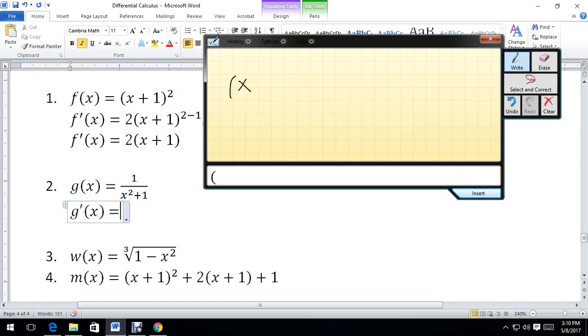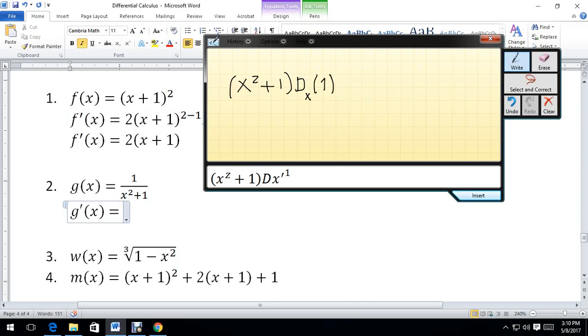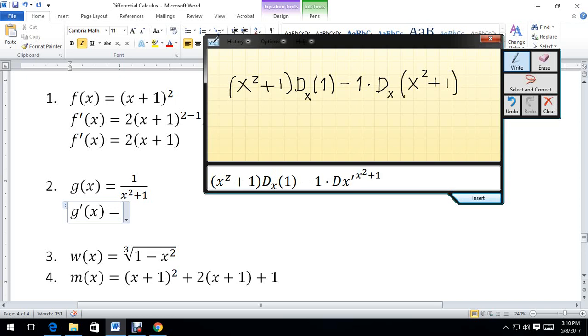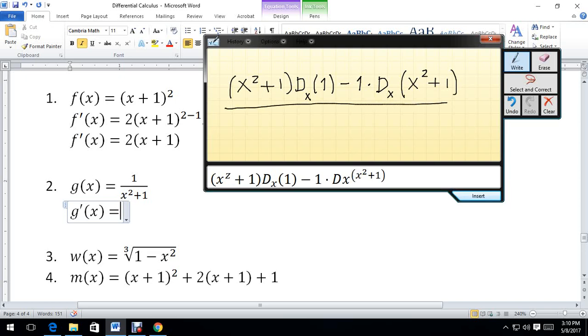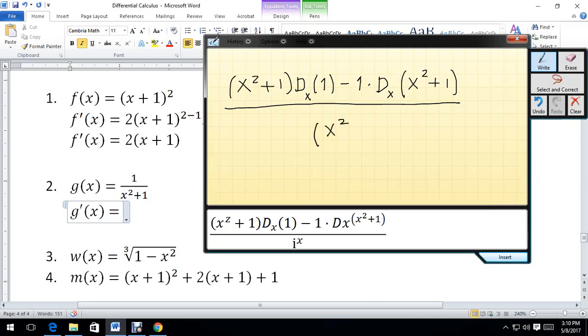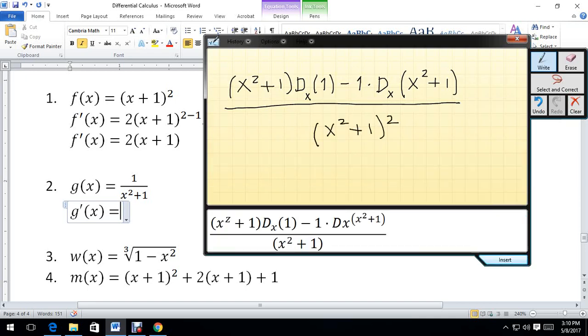So low, that becomes x squared plus 1 times the derivative of high, that is the derivative of 1, minus high times the derivative of low, the derivative of x squared plus 1, all over the square of low, the square of x squared plus 1. There. So let's try to insert this first.